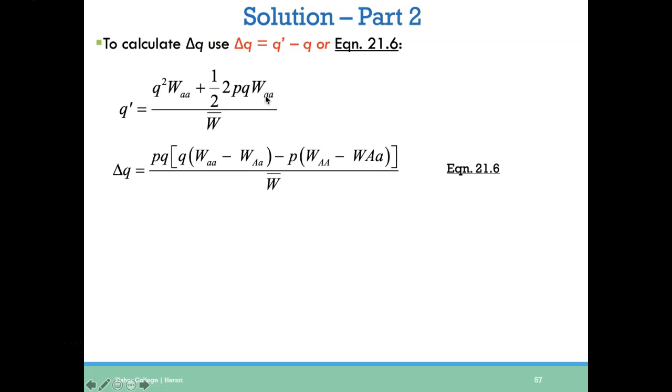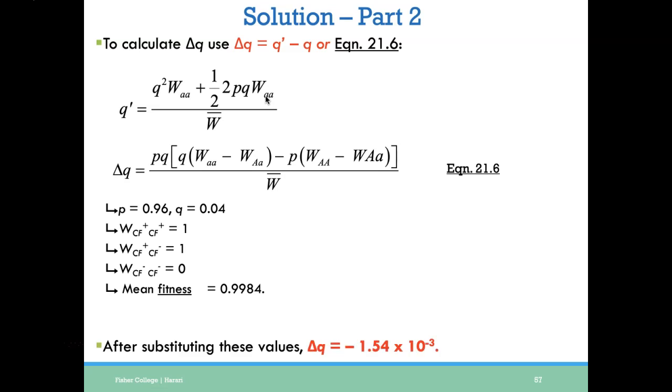This is a typo in the image, because this should be big A little a, and I'll make sure that you have the right equation in the book. Let me just check, does the book have the same mistake? It does. In the book it has a similar mistake as well. But 21.5 has it correctly, so this equation is correct.